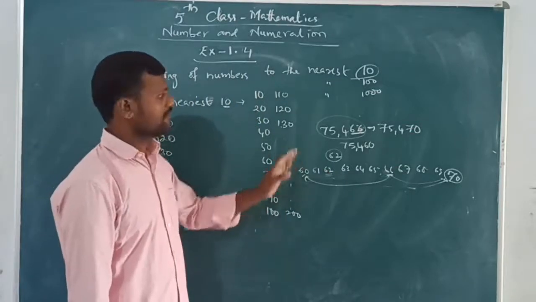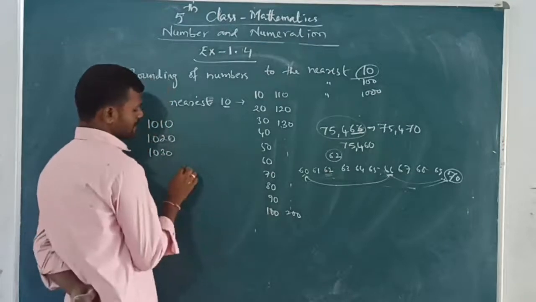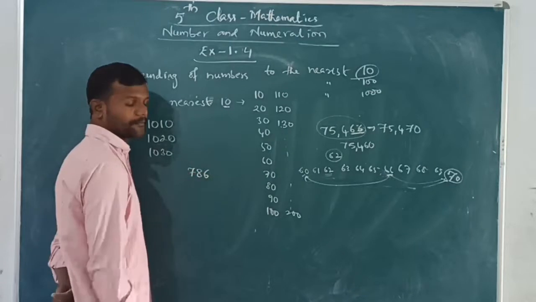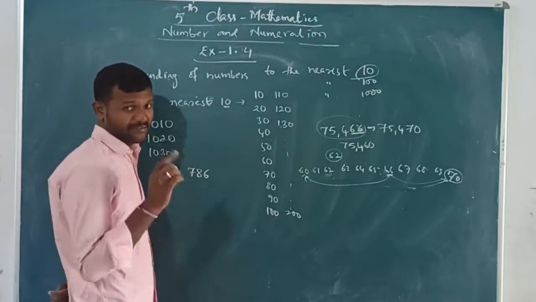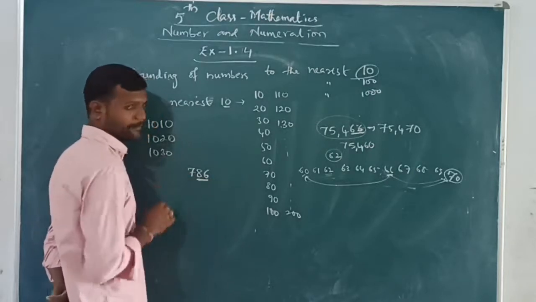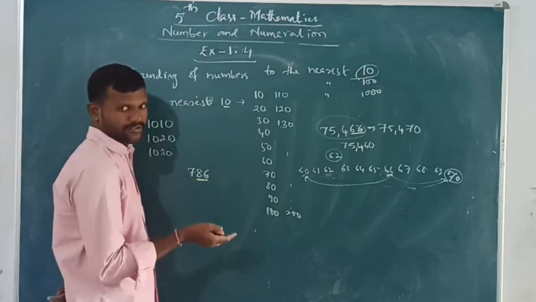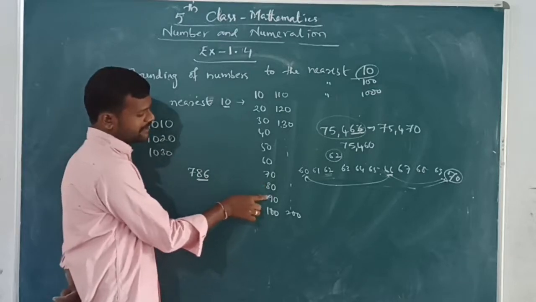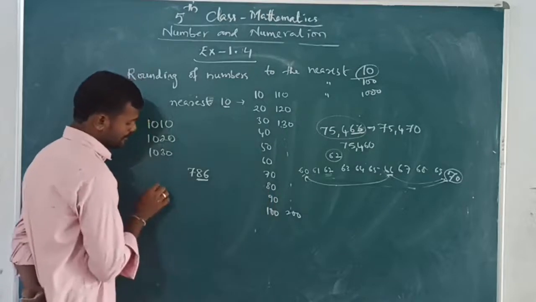Okay, like this we have to round the numbers to the nearest tens. For example, I asked you to round 786 to the nearest 10. What will you do? Nearest tens means only the last 2 digits you have to take. How much is it? 86. 86 is between 80 and 90.